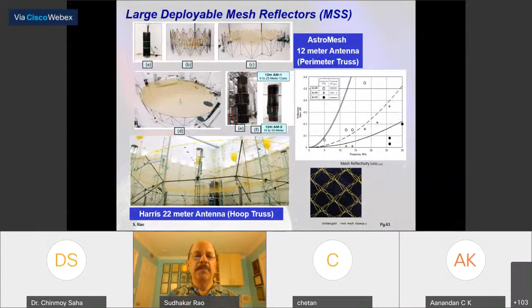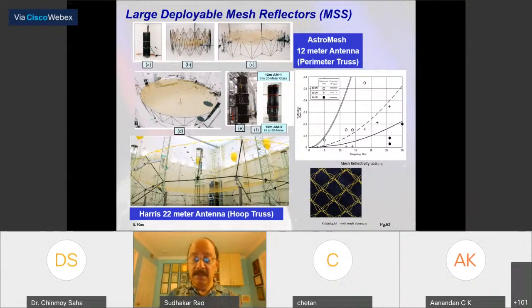This is the large deployable mesh reflector. I think they can go up to 22 meters. Northrop Grumman makes all these mesh reflectors. Harris also makes them. Generally our standard is 12 meters, 18 meters, and 21 meters. Harris also has a similar thing. The mesh is gold molybdenum wires, actually. You can see it on the bottom right.